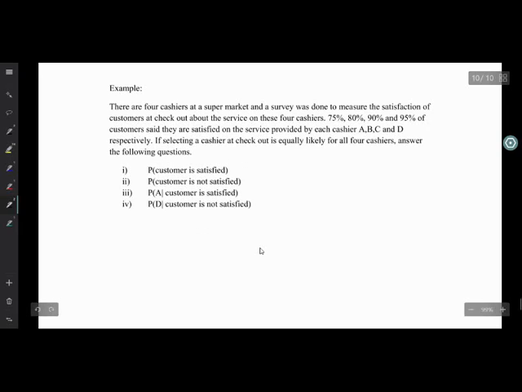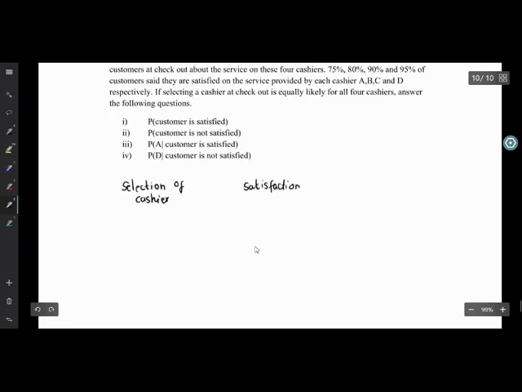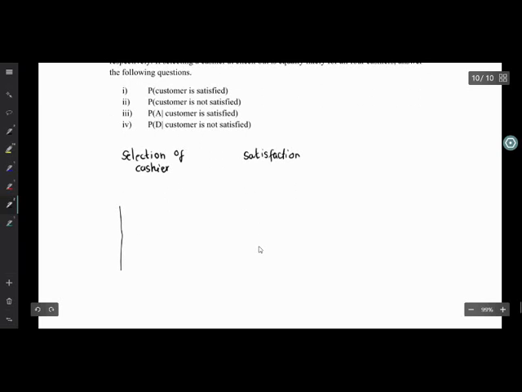Again, we'll start with the tree diagram. Now in this case, the 2 levels will be selecting the cashier and the next level will be the satisfaction. Since there are 4 cashiers, we start with 4 branches in the first level. We have cashiers A, B, C and D. So we have the probability of A, probability of B, probability of C, and probability of D.